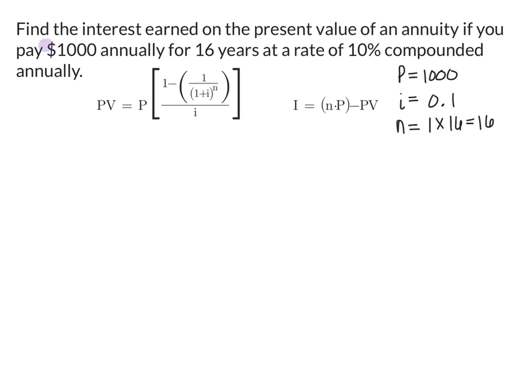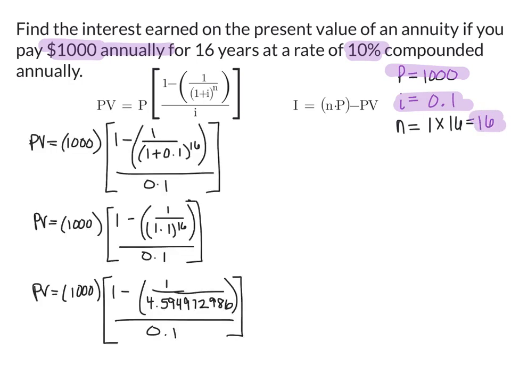P is $1,000. I is 0.1, that's 10% written as a decimal, and then we divide by the number of times it's compounded a year, and it's compounded annually. So we divide by 1, which just gives us a value of 0.1. N is found by taking the number of times it's compounded, which is 1, and multiplying that by the number of years, which is 16. So N is 16.